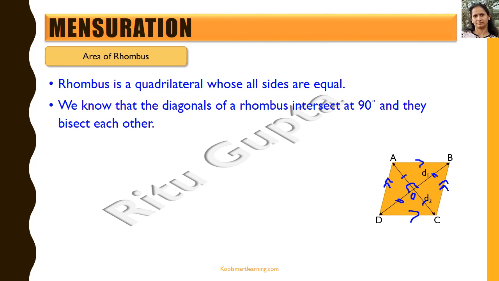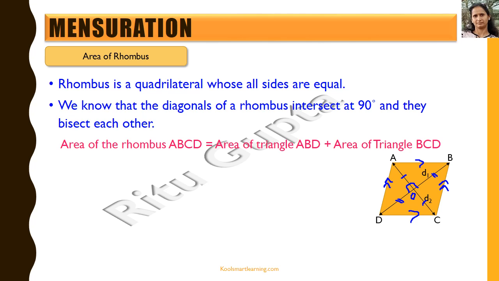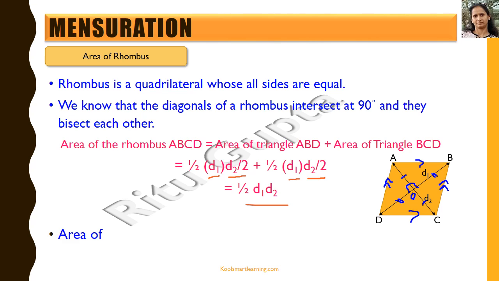So now if we are to find out the area of the rhombus, we can say it is equal to the area of the triangle ABD plus the area of triangle BCD. So area of triangle ABD is given as half into BD, which is D1, into AO, which is D2 by 2. Similarly, the area of triangle BCD is half into BD, which is D1, into OC, which is D2 by 2. So it is half D1 D2 by 2 plus half D1 D2 by 2, which is half D1 D2. So we can say that area of the rhombus is half into product of its two diagonals.